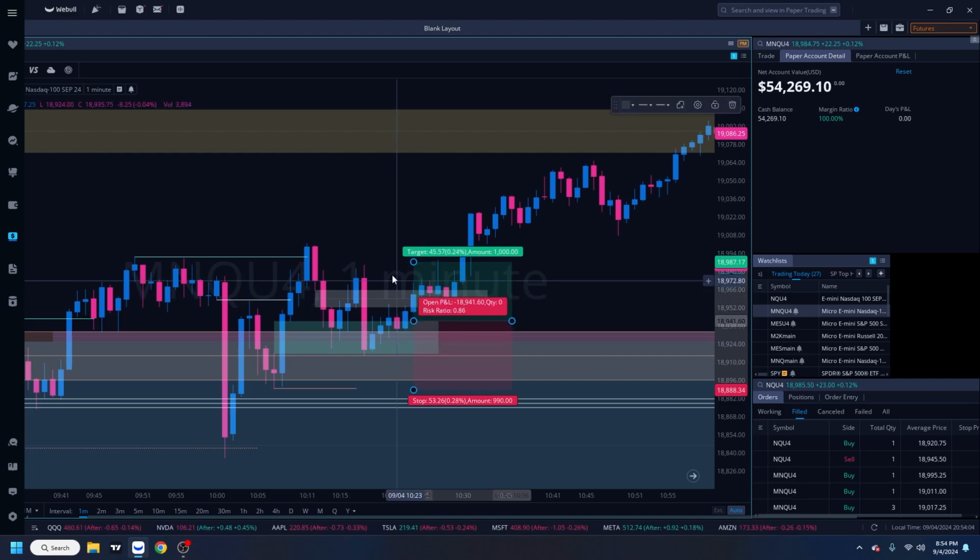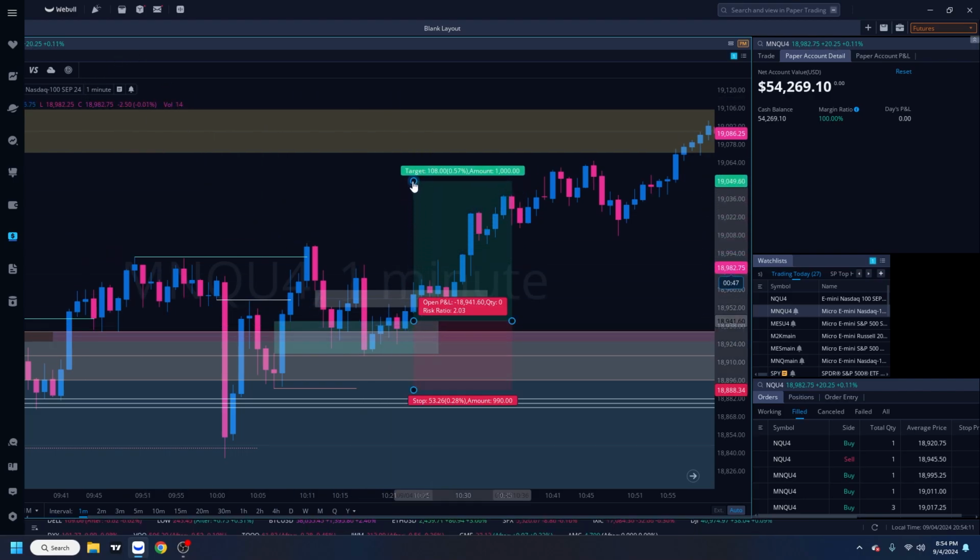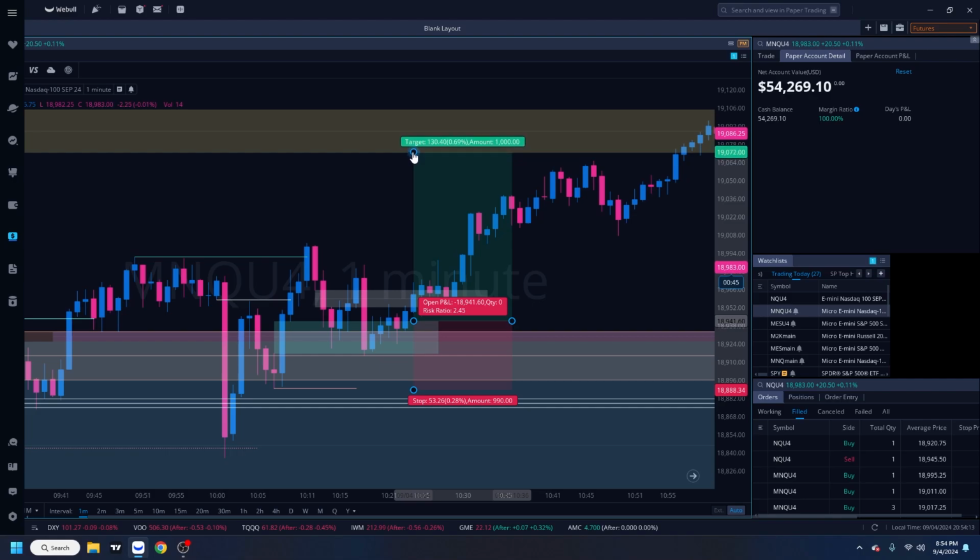My drawing is messing up because I have magnet mode on, but you get the point. You can enter at the top of that block, right? And then we target that 1 hour fair value gap. How many points is that? 129. How many points are you risking? 53. That's a bit much.